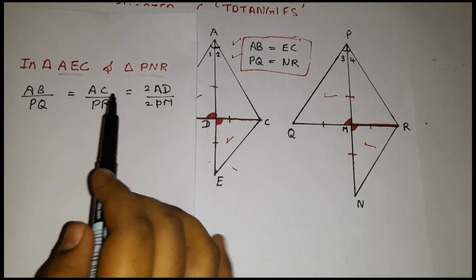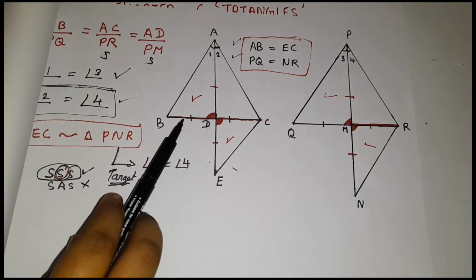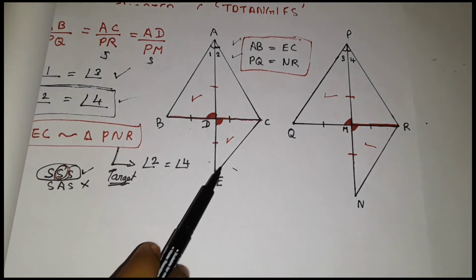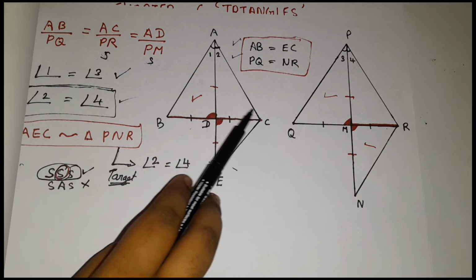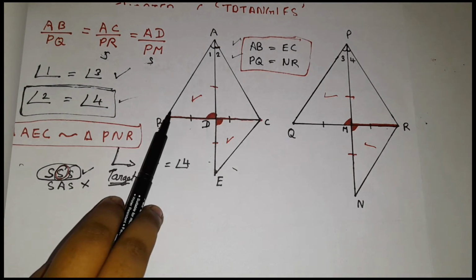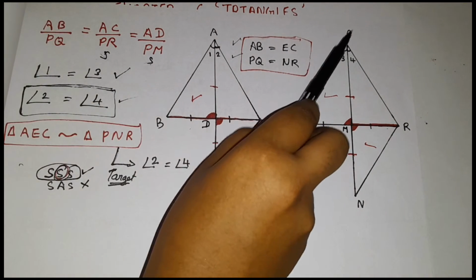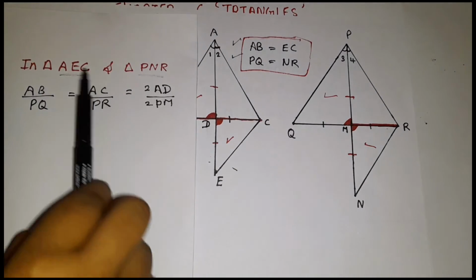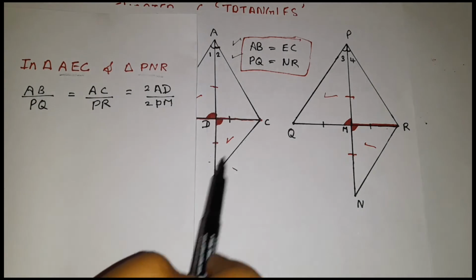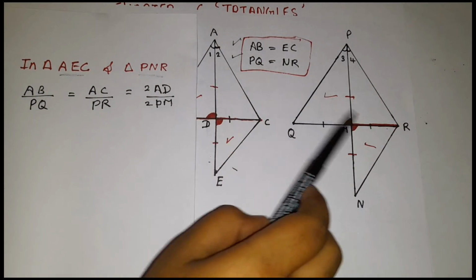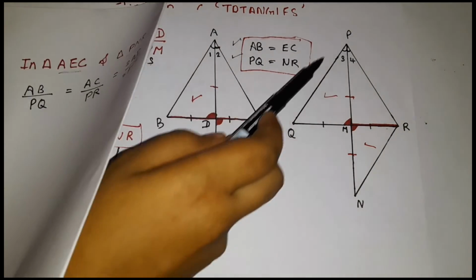And AB by PQ. Okay, where is AB? So AB is on the other triangle. AB is right over here. It is not lying on triangle AEC. Am I right? It is not lying on triangle AEC. It is lying on triangle ADB. Am I right? So it is lying right over here. AB is right over here, and PQ is also somewhat far from that actual triangle. We are proving that AEC is similar to PNR, that is this triangle AEC and PNR. But the AB and PQ are somewhat far from the triangle. AB is here and PQ is here.